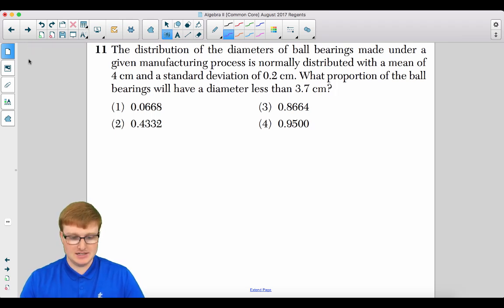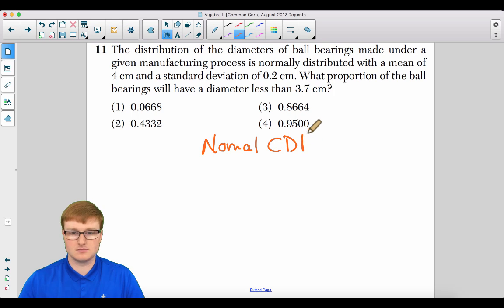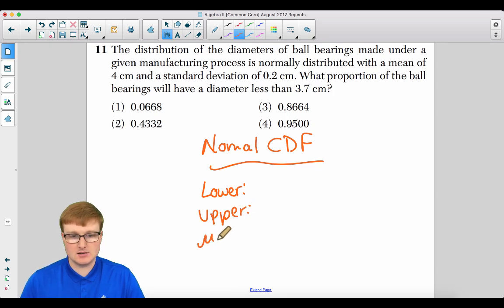Moving on to number 11. The distribution of the diameters of ball bearings made under a given manufacturing process is normally distributed with a mean of 4 centimeters and a standard deviation of 0.2 centimeters. What proportion of the ball bearings will have a diameter less than 3.7 centimeters? So this is obviously in your calculator, normal CDF. Okay, so normal CDF, we need a lower bound, we need an upper bound, we need the mean or the average, and we need the standard deviation.